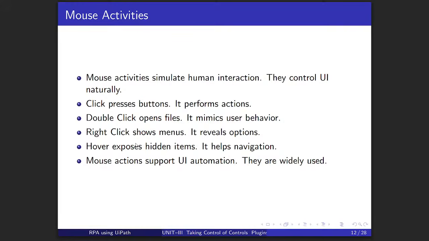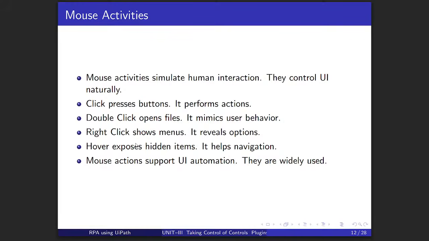So, mouse activities allow the robot to perform actions just like a human using a mouse. Mouse actions include click, double click, right click, and left click. All these are nothing but the actions of a mouse that a human does. A single click presses a button. A double click opens the folders, right? A right click, what happens if you click the right click? It may reveal the options, right?